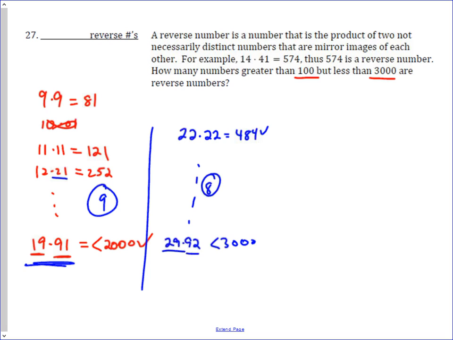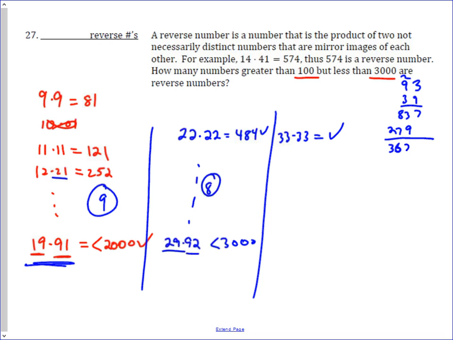The 30s, we only have to start with 33. Hopefully you're seeing the value in cancelling out the 31 and the 32, because we've already counted those as 13 and 23. 33 times 33 certainly is going to work. You could multiply it out if you want, but it's definitely greater than 100 and less than 3,000. If we try 39 times 93, we have to decide if it works, so we do need to go through and do that multiplication. And we notice, oh, wait a second, that is too big. So that one doesn't work.